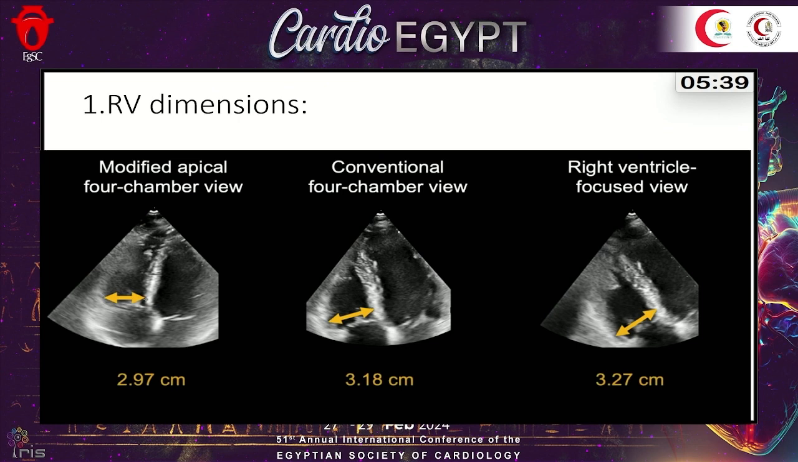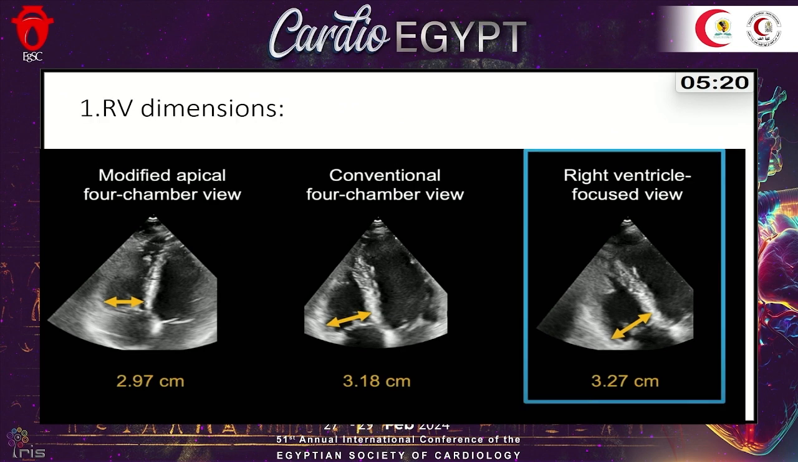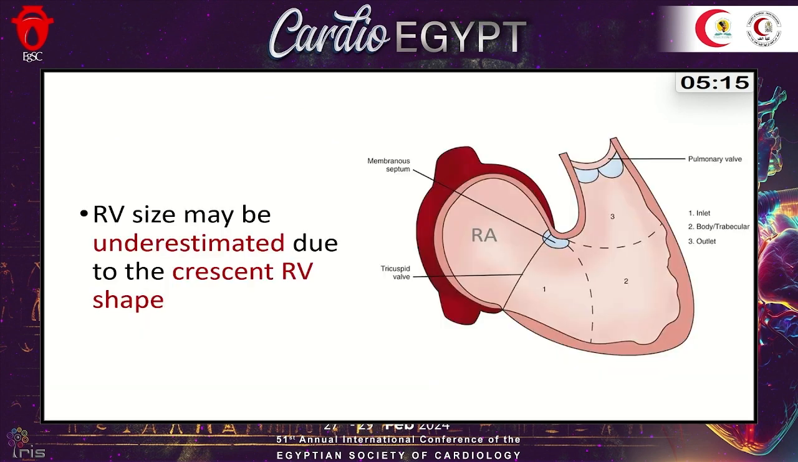We will go rapidly through the conventional measurements like the RV dimensions. Usually we measure the dimensions in the apical four-chamber view, but we see many studies getting the apical four-chamber view in that way or that way or that way, and there are discrepancies in the dimensions. The correct one is the right ventricular focused view. This is the one that you should be using during the measurements. And of course, RV size in this method may be underestimated due to the crescent RV shape, and the dimensions measured in the RV in the apical four-chamber view neglect the RVOT part completely.